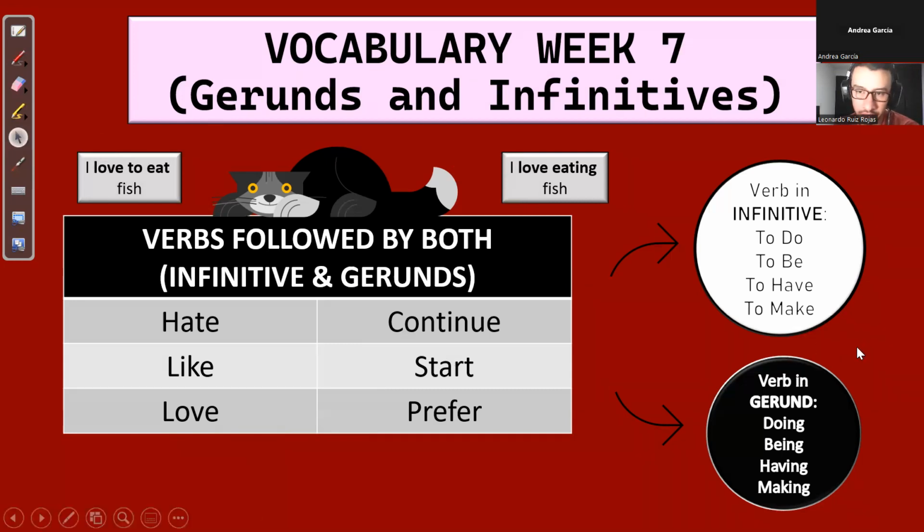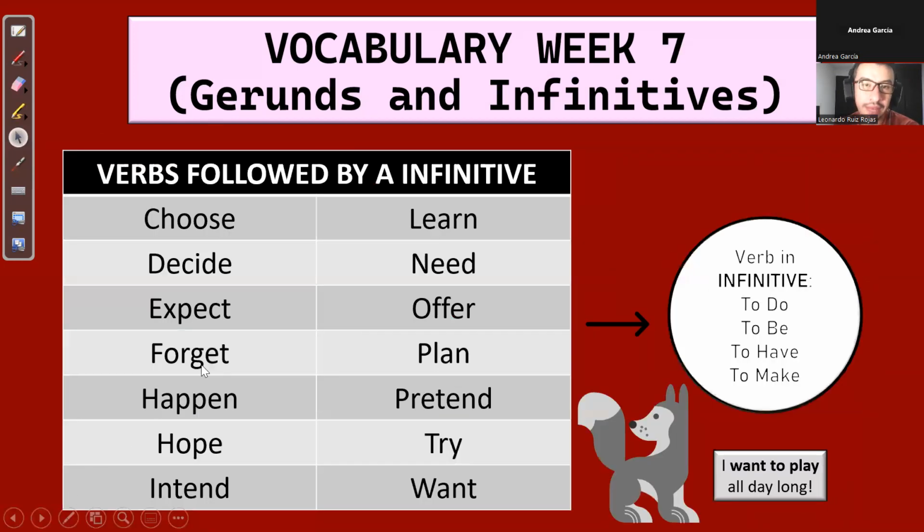And the last ones, of course, are going to be the verbs that are followed by infinitive. These ones are more common because these are verbs that we normally use.